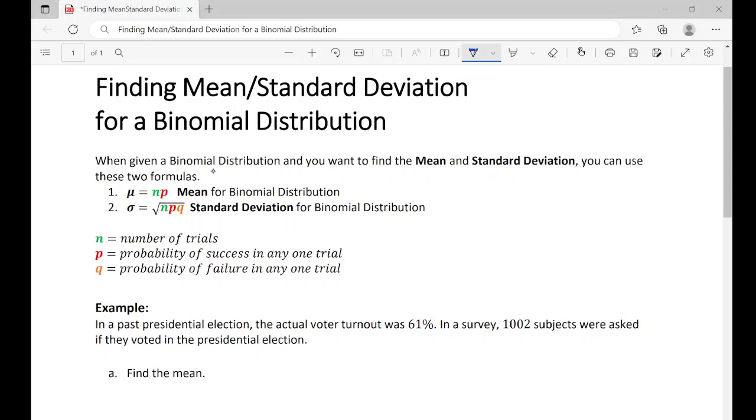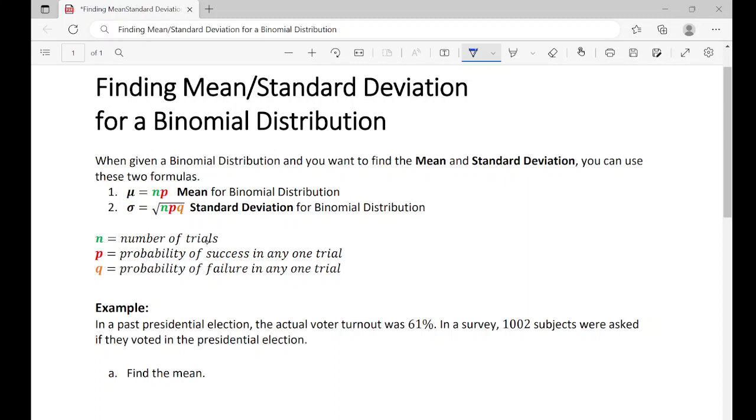When given a binomial distribution and you want to find the mean and standard deviation, you can use these two formulas. First, mu equals n times p, which is the mean for a binomial distribution, and sigma equals the square root of n times p times q. This is the standard deviation for a binomial distribution.